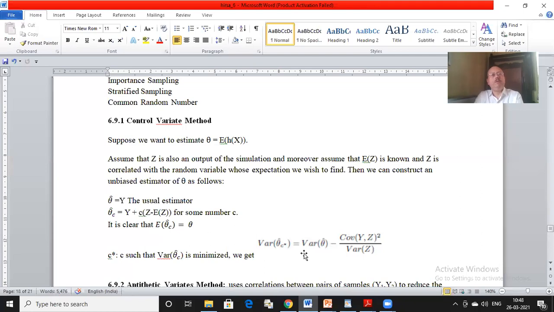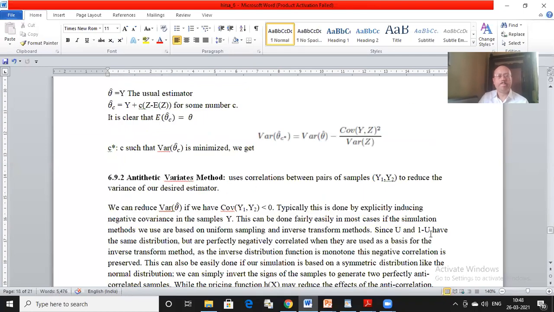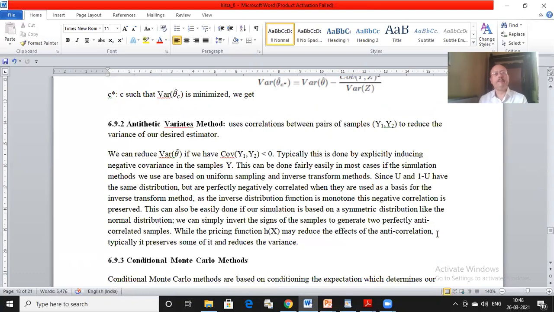So that's the control variate strategy. I will call them strategy because it's a very simple method. It just uses regression, but the idea is important in the sense of our objective, variance reduction. The second method is also related to correlation, which is called antithetic variates method. So what is antithetic variates?